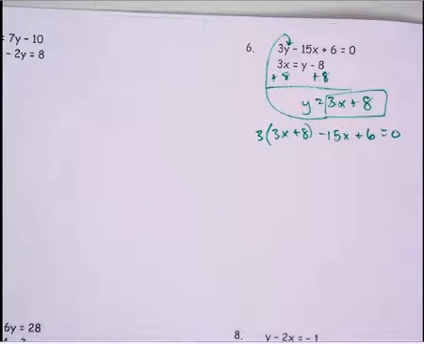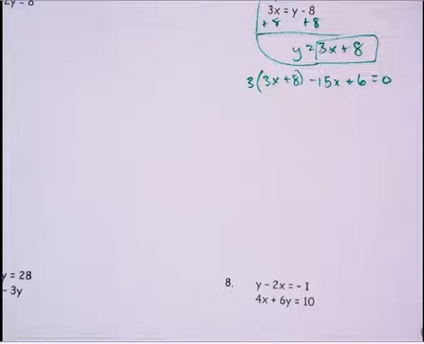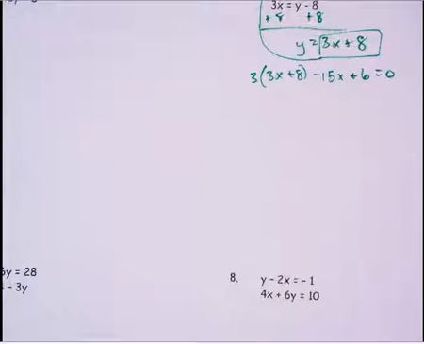Number 8, by the way, is very similar to that. If you look carefully at number 8, I don't see any variables alone, but I do notice that this wouldn't be too challenging to do if I just added 2x to both sides. That would get y alone for me. Okay, so I'm going to move on to the elimination method.